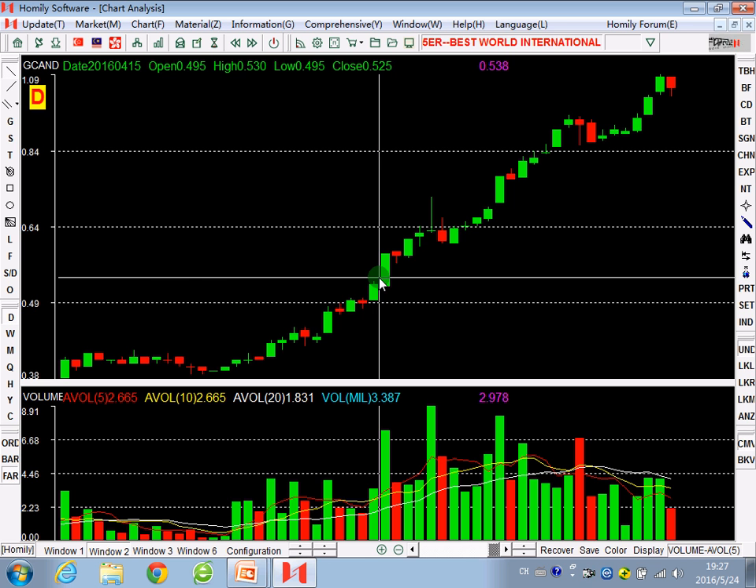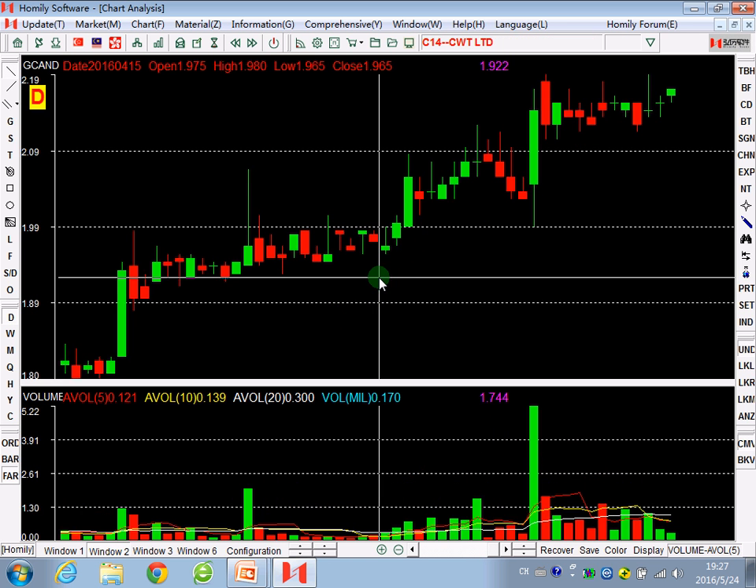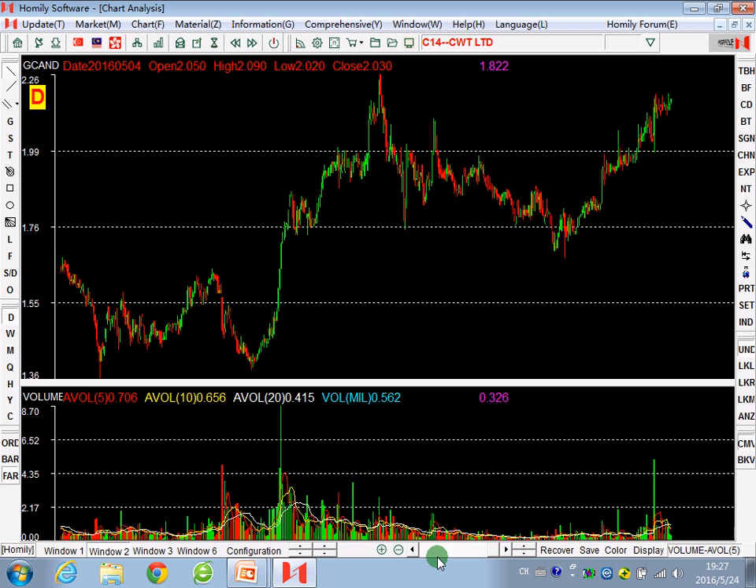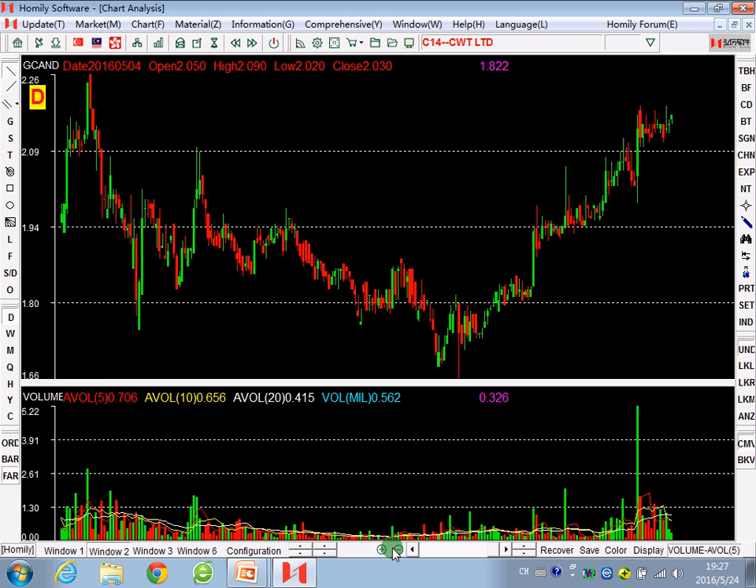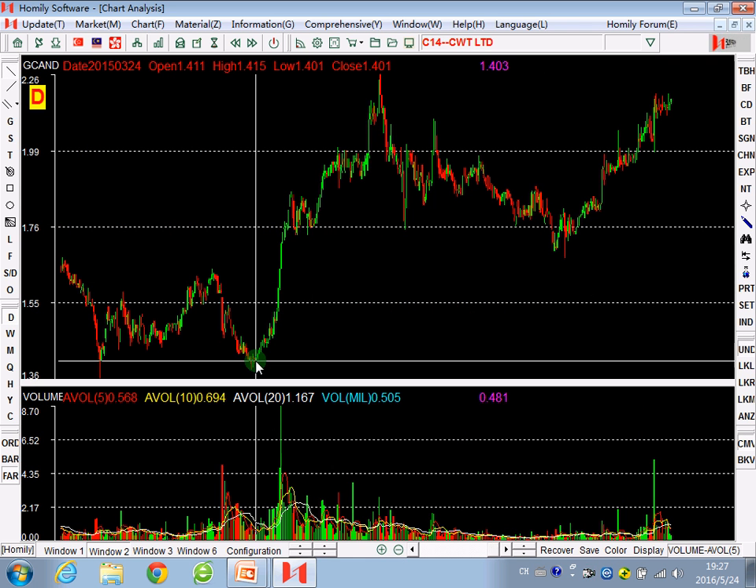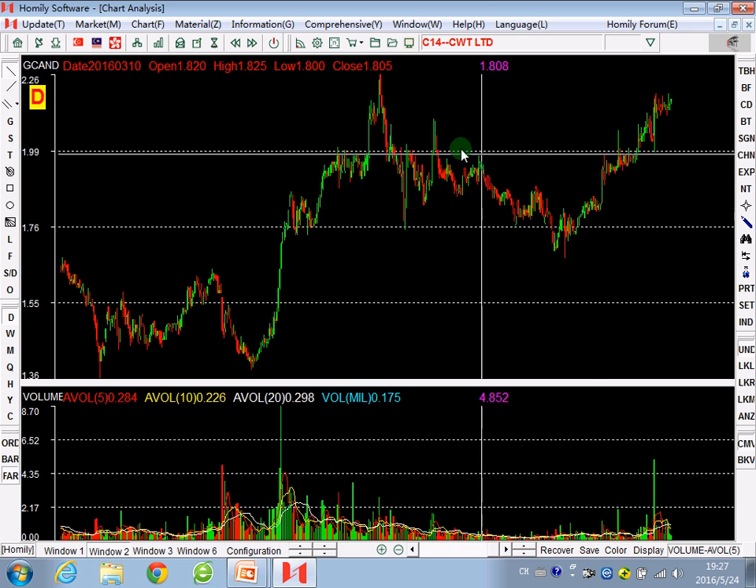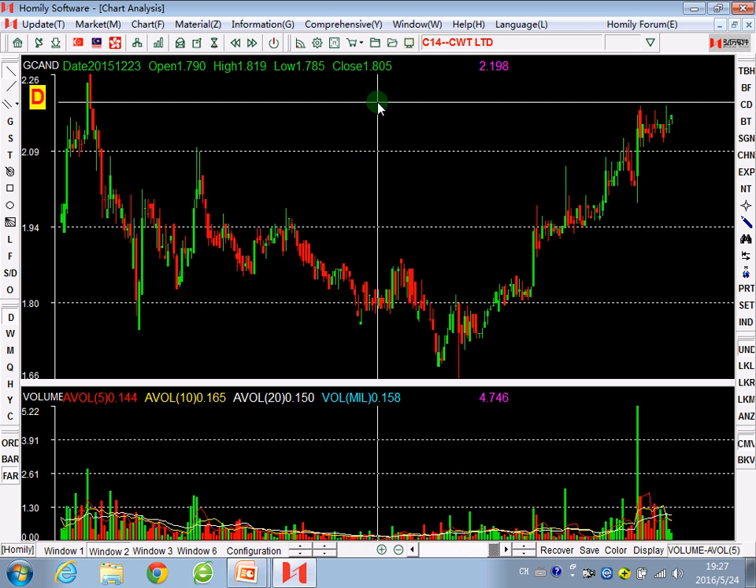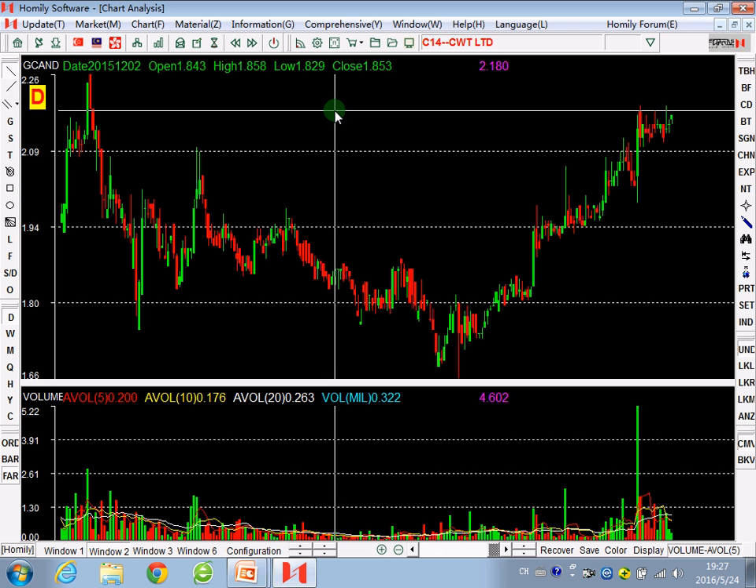another one, CWT. So we can see this stock. Firstly, let's see whether the trend is good or not. Yes, it's good, right? Because the low point is higher. But we should be careful. Where is the resistance? Here is the resistance, right? Okay. So, if the price doesn't create a new high, we'd better wait and see.